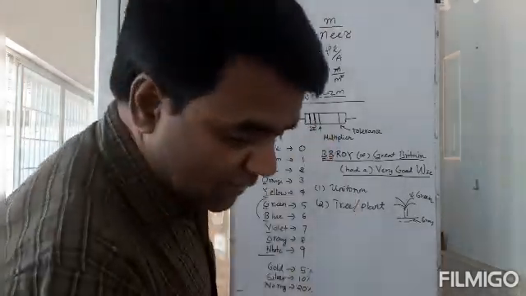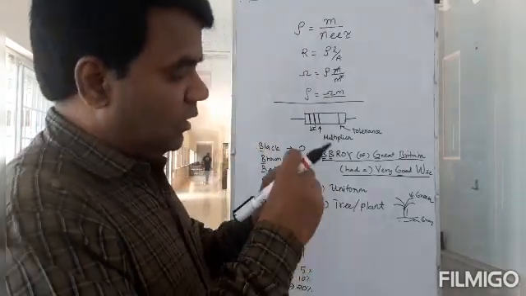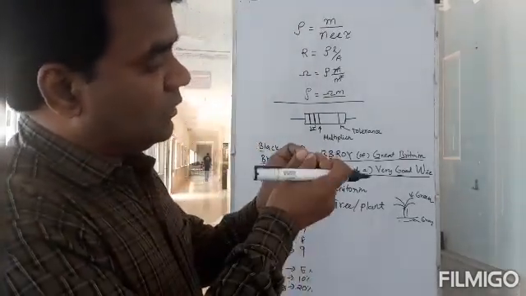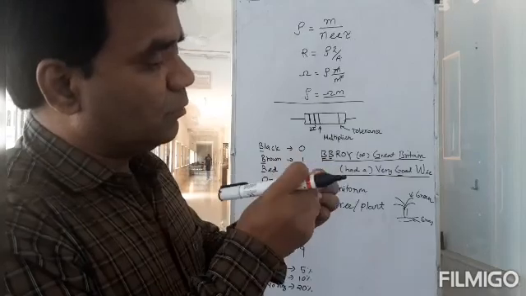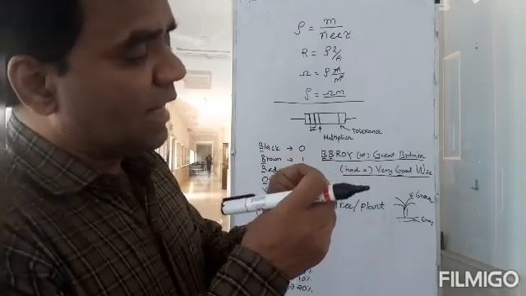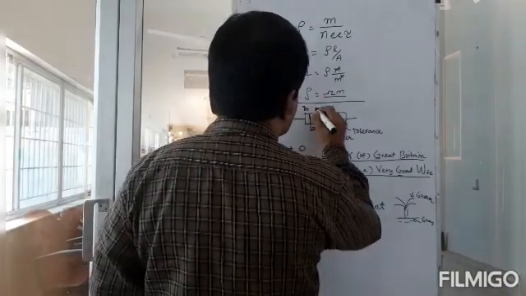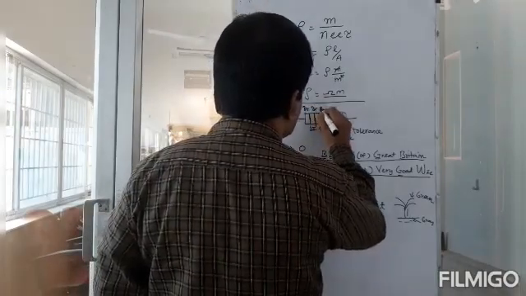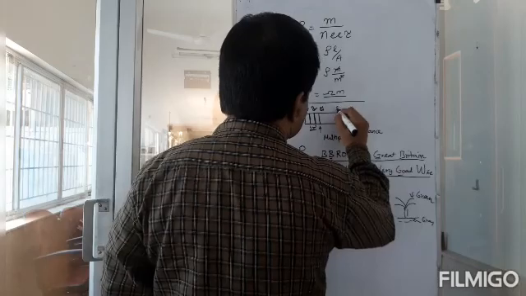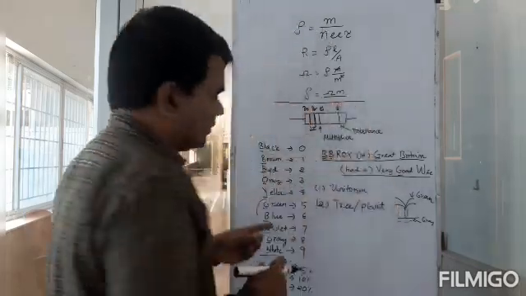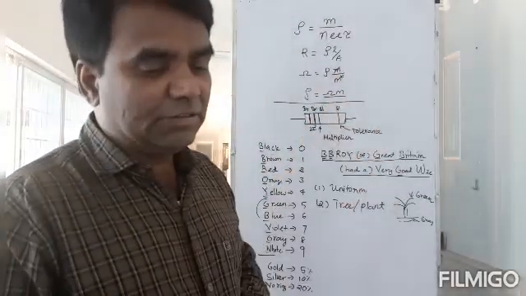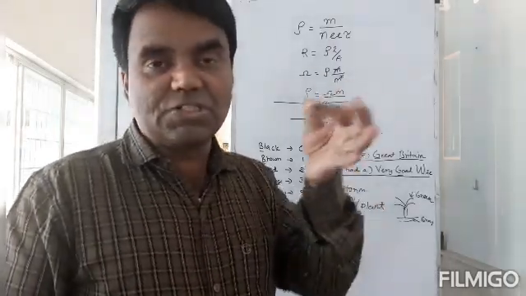Suppose, let me take this one. I have brown, black, and silver here. I have brown, and then brown, and then black, and then silver. These are the things I have in this. So let me try to calculate the resistance of this.